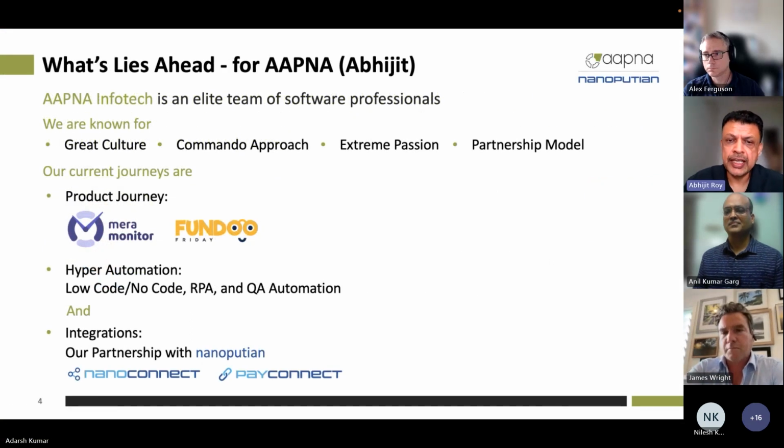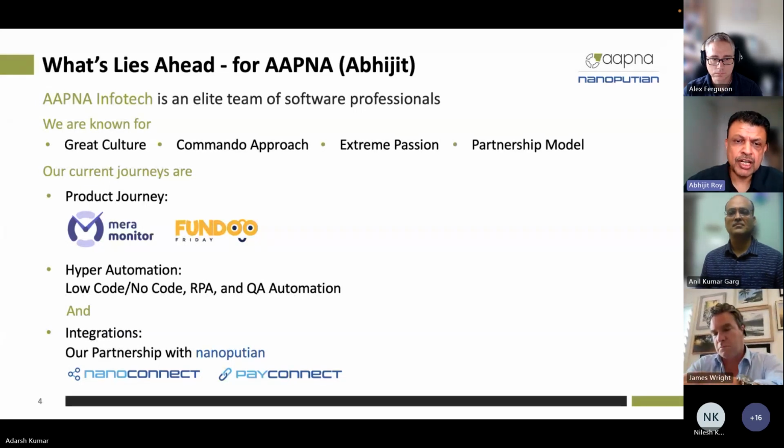Apna Infotech is an elite team of professionals who deliver service excellence through extreme passion, optimizing technology costs, using zero wastage methodologies, and our awesome organization culture. We are known for our commando approach, which is focused, goal-oriented, and honorable, being extremely passionate about service delivery excellence and technology. And our partnership model, where we believe in strong, mutually lasting, beneficial business partnerships.